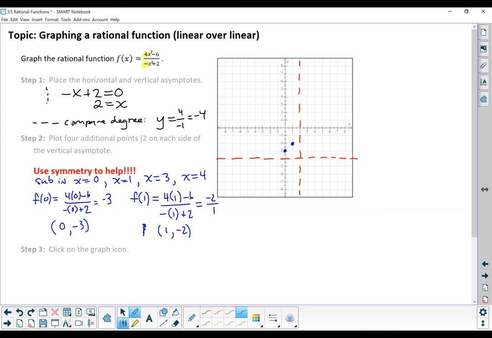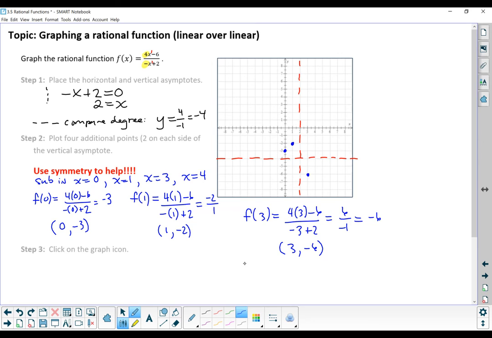Okay, and I need to have 2 points on each side of that vertical asymptote. So I have 2 points on the left, and now I need to sub in x equals 3 to get a couple points on the right. 4 times 3 minus 6 over negative 3 plus 2. That's 6 over negative 1, which is negative 6. So that's the point 3, negative 6.